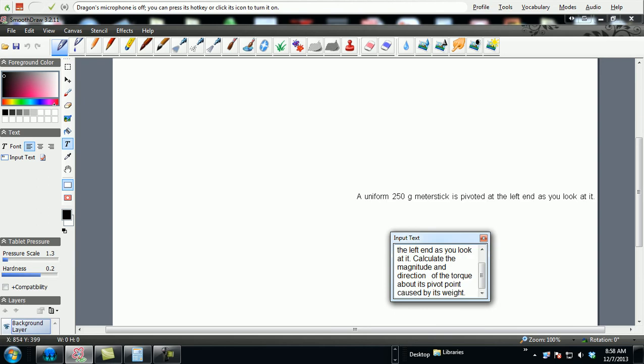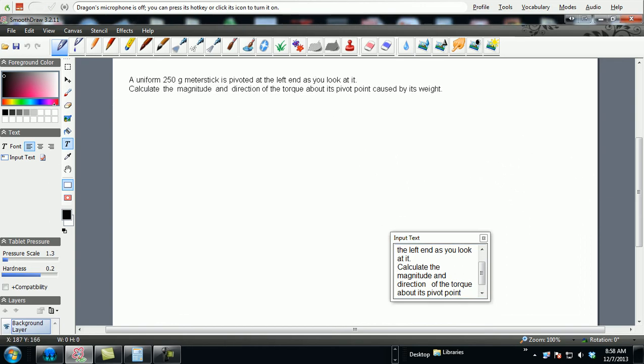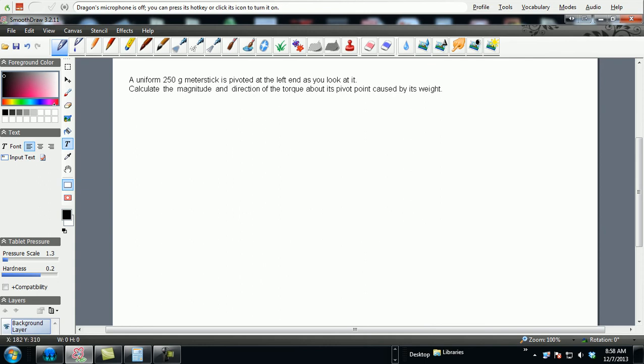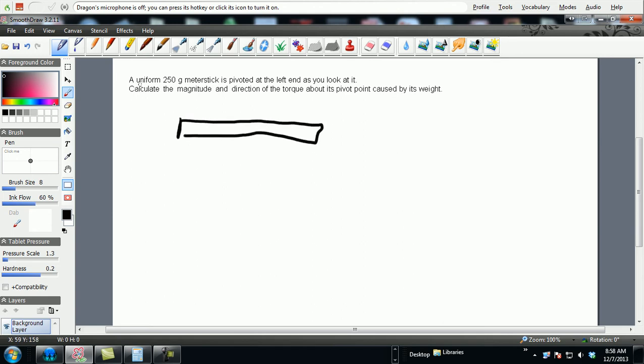Let me clean this up a little bit so you can see what's going on. Move it over. There's the question right there, torque example question number 1. Let's go back over here and grab our handy dandy brush. Here's your picture. You have a yardstick, and since the word says uniform, you want to make sure you draw a point in the center. That's where the force is going to act.